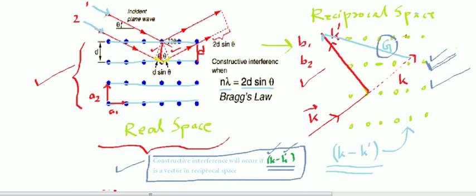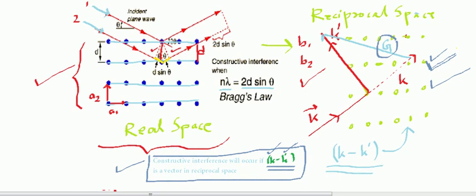This makes life much simpler, and this presents a huge amount of possibility. It says that all those k and k dash vectors are possible whose subtraction will give a vector in the lattice space. So this gives a wider range of possibilities than 2d sin theta equals n lambda can give. This was the beauty of using reciprocal space. I hope you understand that.